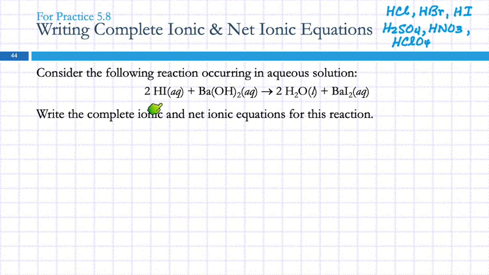So HI, we have to be able to write the individual ions that form, right? So we've got hydrogen, and these ions are going to be aqueous, and we've got iodide. And then looking at this, it's a 1-to-1 ratio of hydrogen to iodide, and I have 2 of these units. So that means I have two hydrogen ions and 2 iodide ions.